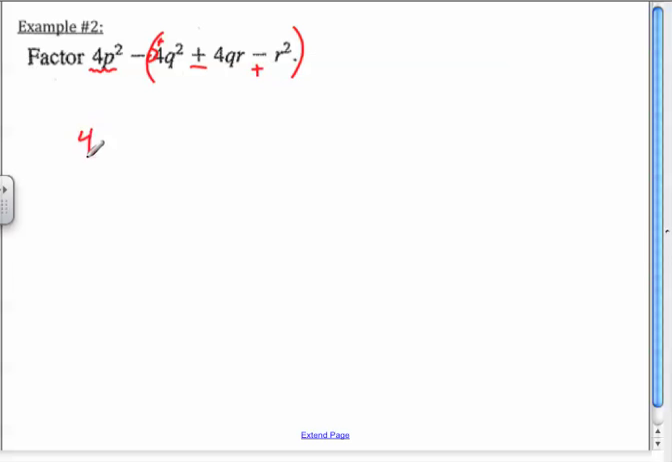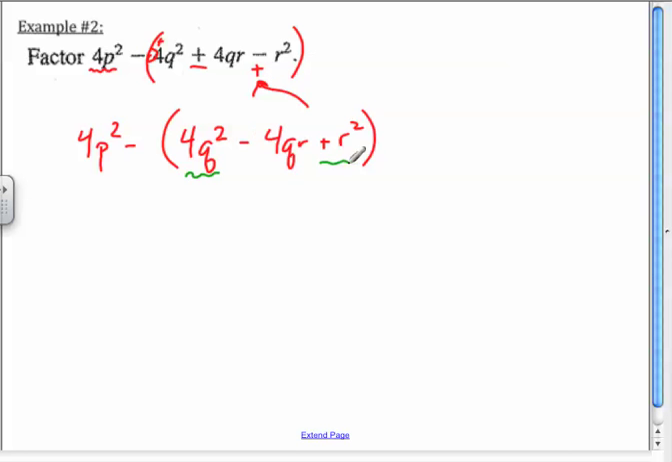So let me rewrite this thing. So 4p squared minus 4q squared minus 4qr plus r squared, right? I'm sorry, not minus r, but plus r squared. Now, I like that. Okay. Now, let me see if I can factor that trinomial, because I know how to factor trinomials. So, let's see. This is a perfect square, this first term is. And so is this second one. Maybe this is a perfect square trinomial.